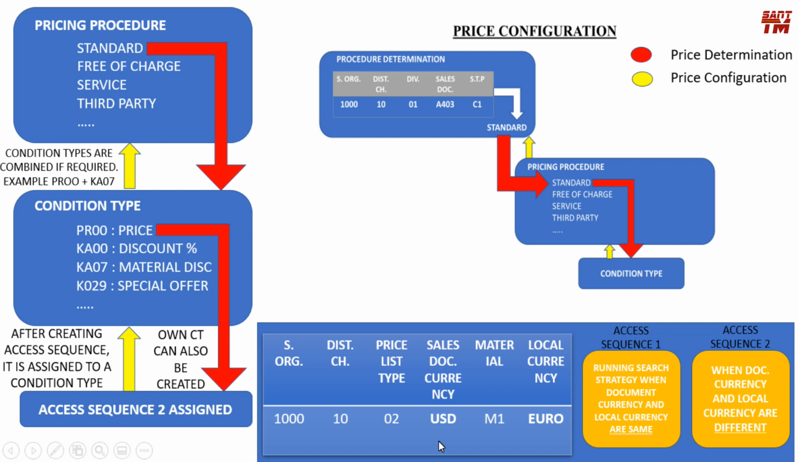The currency of the iPhone production unit is euro and the currency of the customer is $. So access sequence 1 says it will run the search strategy when the document currency and local currency are the same, but here the document currency is $ and the local currency is euro. That means they are not the same. So the system will go to access sequence 2. Access sequence 2 says that it will run the search strategy when document currency and local currency are different. That means access sequence 2 is matching: the sales document currency is $, the local currency is euro, they are different. Therefore access sequence 2 was assigned to this condition type. This all configuration is done by some SAP employee before. That's why the SAP system is able to judge why this access sequence 2 has to be assigned.